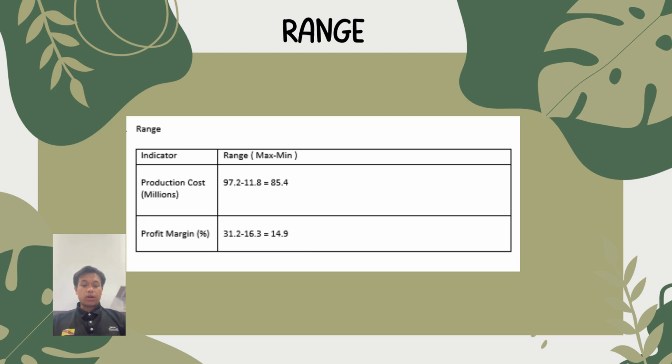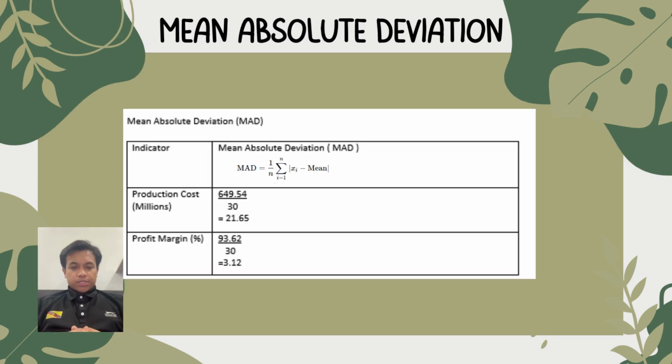To understand it more clearly, it shows how spread out the data is and helps to identify the extent of variation between the highest and the lowest value. Let's proceed to part 2, mean absolute deviation. The production cost is 21.65 million. A higher MAD denotes greater unpredictability in the manufacturing cost, as they are further dispersed from the average value.